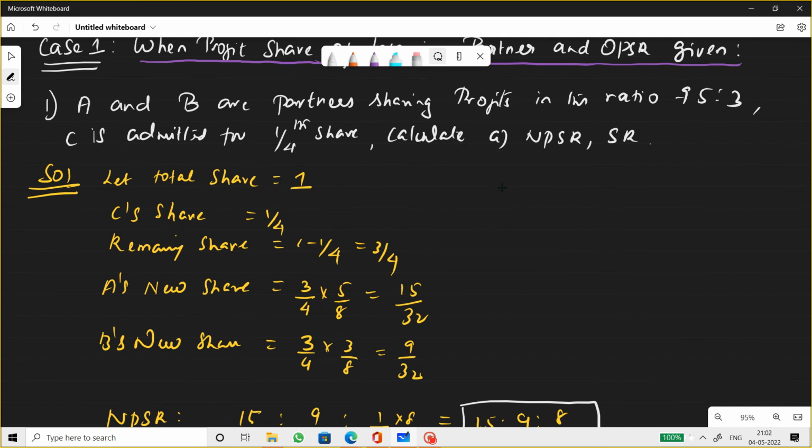When you get sums of this kind, take the total share as 1. 1/4 is given to C. So the remaining share will be 1 minus 1/4. So 3/4 is the remaining share left for A and B to be shared in the ratio of 5:3. So distribute 3/4 in the ratio of 5:3. A's new share will be 3/4 into 5/8. B's new share will be 3/4 into 3/8. That's 15/32 and 9/32.